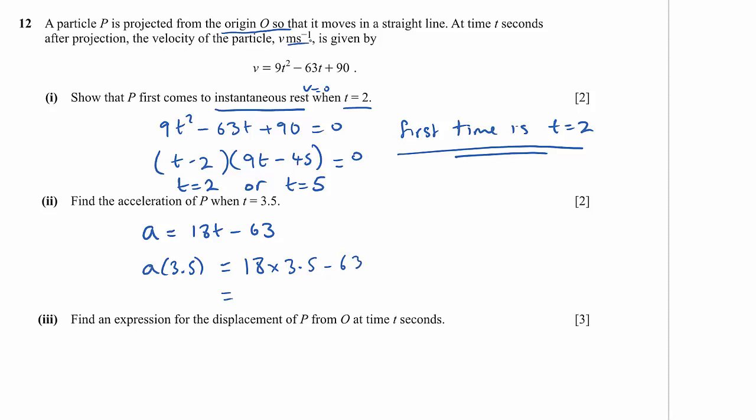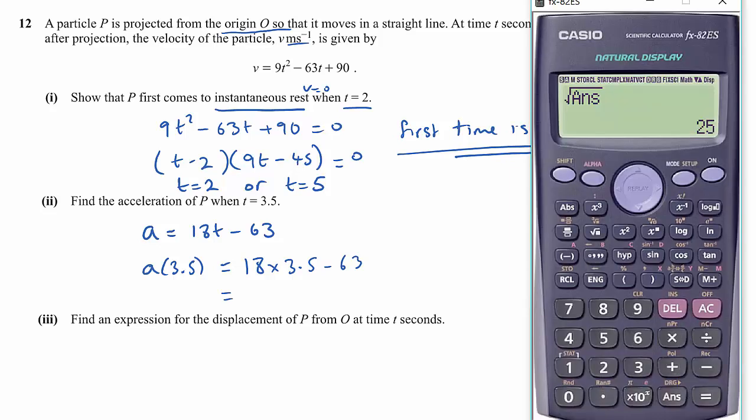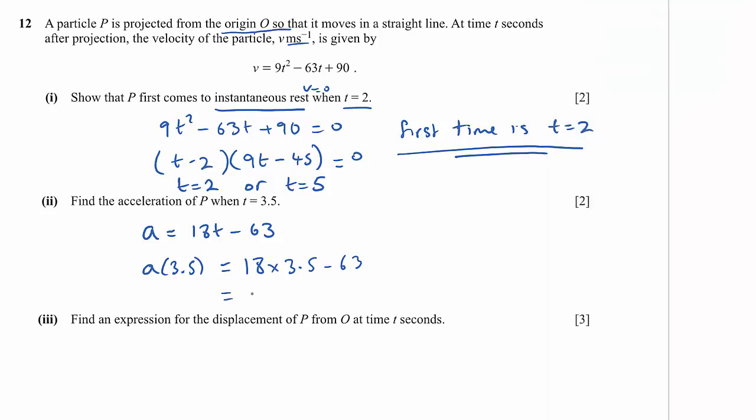And let's just check, it's in meters and seconds, these things. So we have got 18 multiplied by 3.5, and we'll take away 63 from that. And that gives me 0. So 0 meters per second squared. So it's not accelerating at that time.